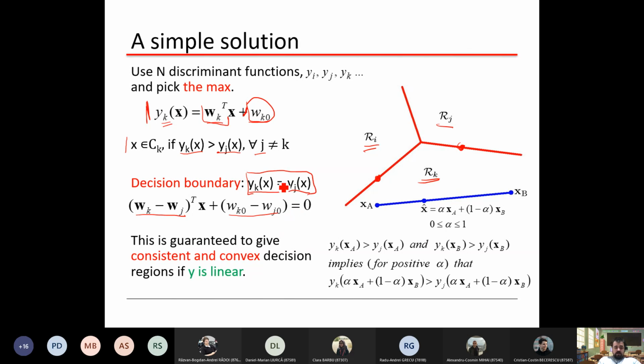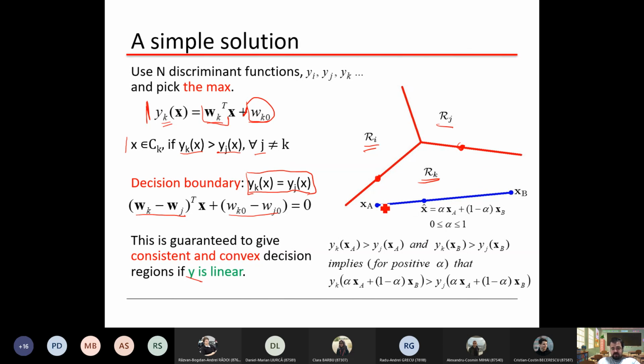And fortunately, if we use this tactic, we have the guarantee that the decision regions are consistent and convex if y is linear. So if the output is linear, then by using this technique, we will obtain a classification that is consistent and convex. What does it mean that it is convex?